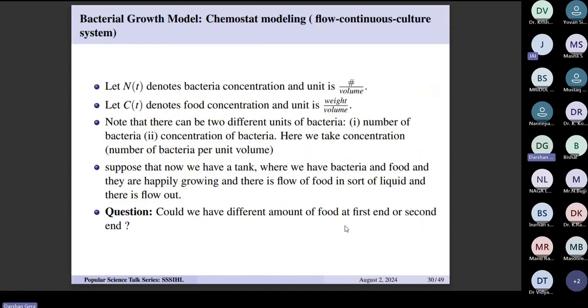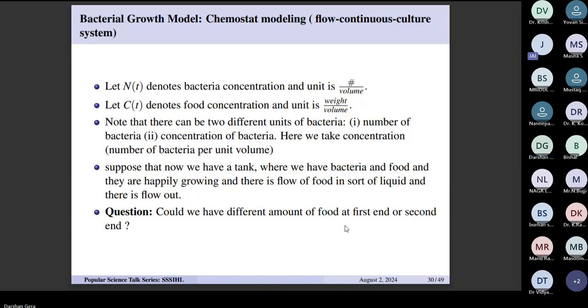Suppose here N(t) is one variable, a function of time t, and its unit will be number of bacteria per unit volume. C(t) is the concentration of food, its unit will be weight of the food per unit volume. So there are two different units for bacteria. Generally we use either the number of bacteria or the concentration of bacteria. Here we are going to use the concentration of bacteria, number of bacteria per unit volume, in this model.